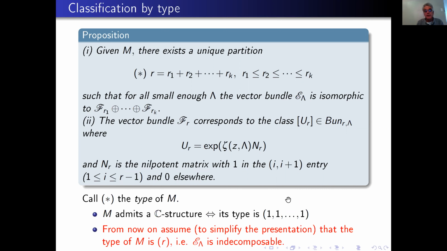And it turns out that if the type is 1, 1, 1, 1, 1, so all these URs corresponding to the Ri are just the trivial matrix 1 of rank 1, then the zeta function does not intervene. And in fact, M descends to C. It admits a C structure. So from now on, for the remaining 5 or 10 minutes, let us assume, to simplify the presentation, that the type of M is R, that we are in the other extreme case where this vector bundle is indecomposable.